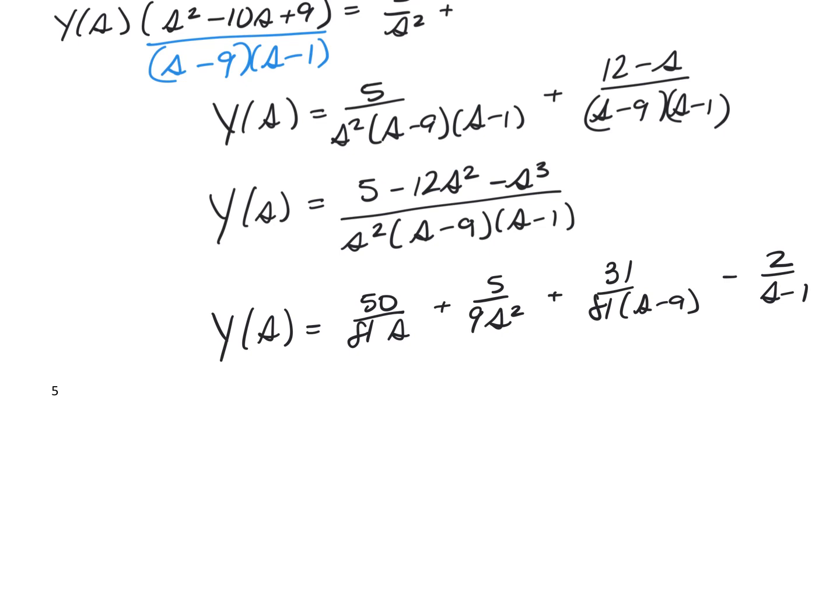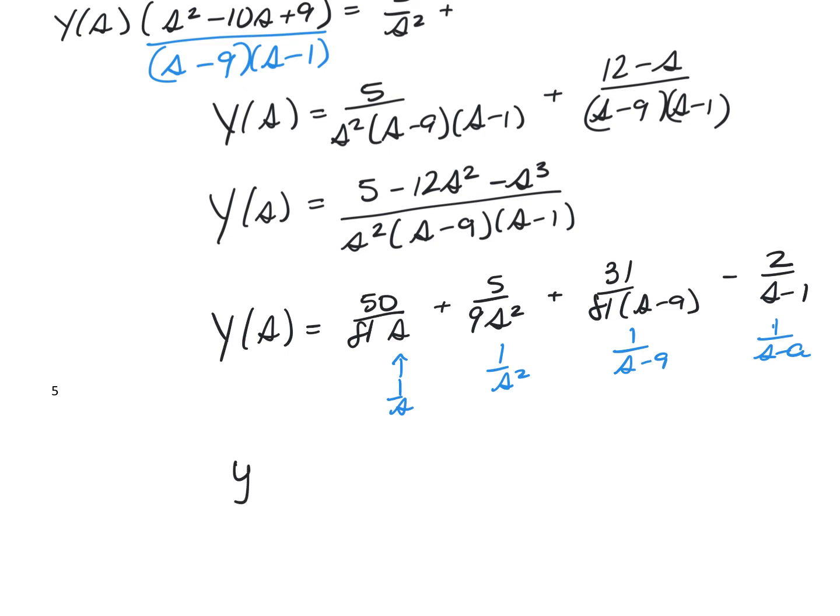Again, I'm going to go out to my Laplace transform, and this time I'm going to look on the right-hand column. I'm going to look for 1 over s, 1 over s squared, and 1 over s minus 9, or minus a. And again, 1 over s minus a there.